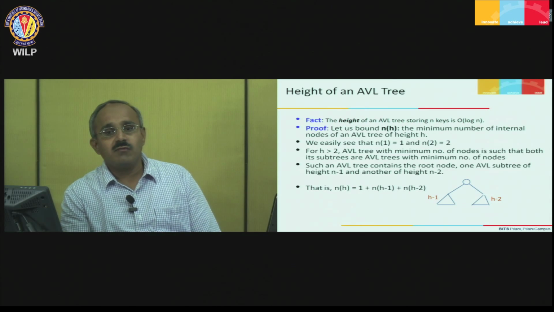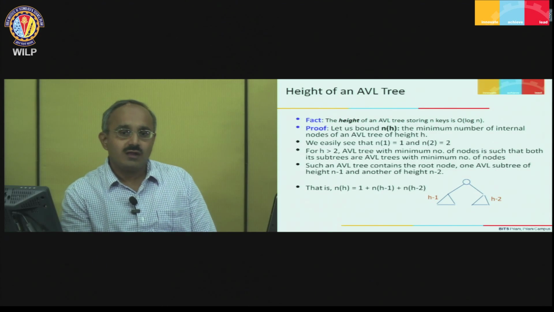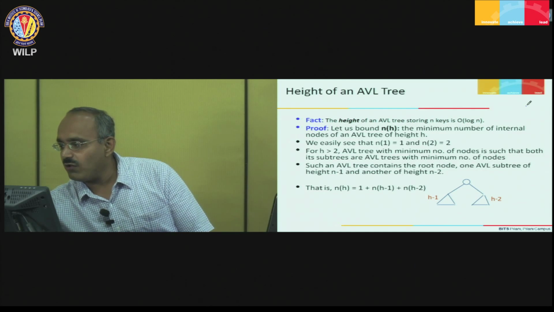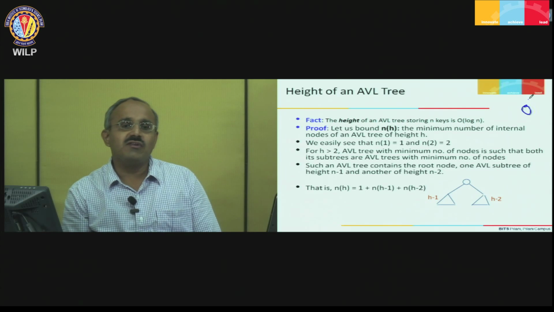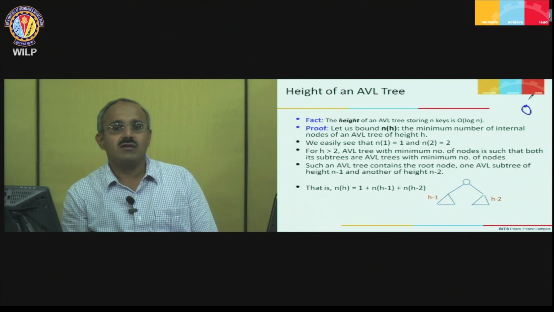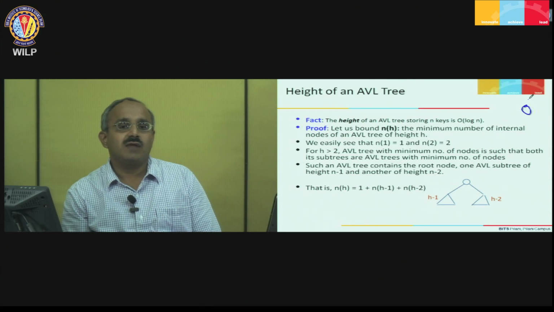Now, we can very easily observe that when h is 1, the minimum number of internal nodes is going to be 1, and that precisely is the case when I am going to have only a tree with a single node, which is going to be the root of the tree. So, this is an AVL tree of height 1, and it will have one internal node.